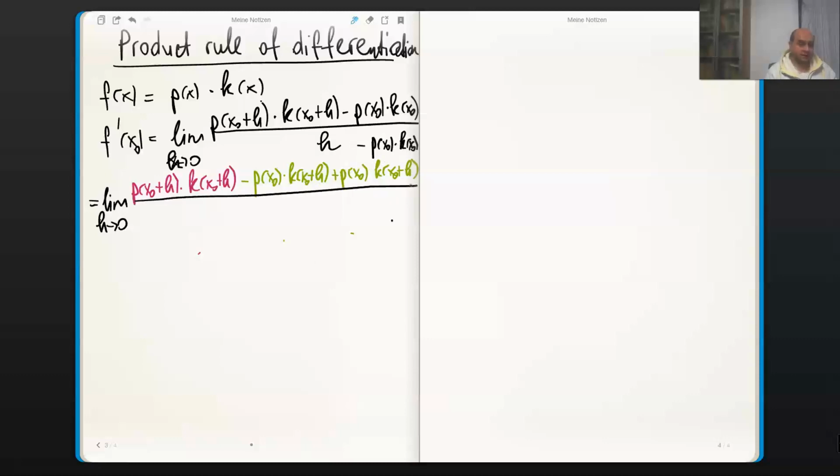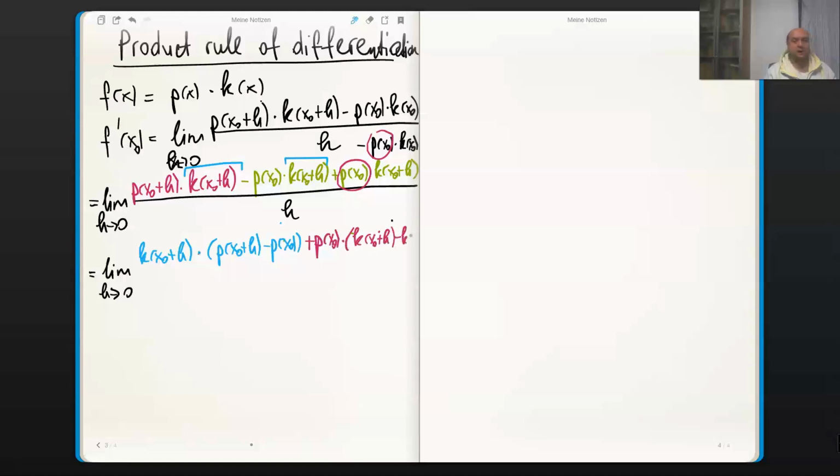In this numerator, divided over h. Alright, now we have a limit, h towards 0 still, and now you see my 0 was produced in such a way that I can take common factors in both cases outside of the parentheses. So I take this one and that one outside of the parentheses. So I'm having k of x0 plus h times p of x0 plus h minus p of x0 in the first place. And the last two terms, I have also a common factor, which is p of x0 here and there. So I'm taking p of x0 outside of the parentheses. I'm going to have k of x0 plus h minus k of x0, and I still divide it by h.